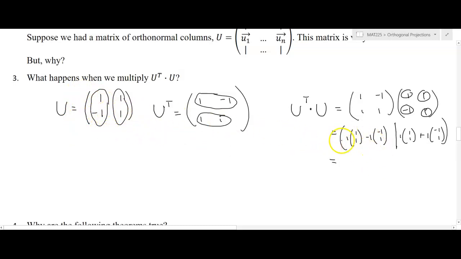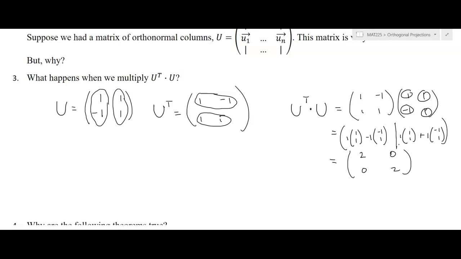But let's see what happens with respect to these. If we multiplied this out, here we get 1 plus 1 is 2, and here we get 1 minus 1 is 0, and here we get 1 minus 1 is 0, and here we get 1 plus 1 is 2. Interesting. So it's almost like we got the identity matrix. And the reason we didn't quite get the identity matrix is because these were not orthonormal.